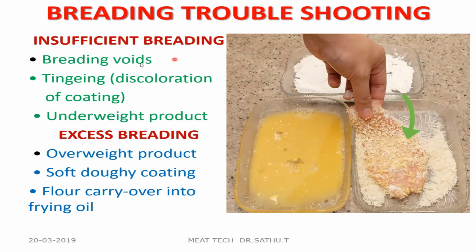So insufficient breading, breading voids will form. Tinging will occur. Tinging means discoloration of the coatings. Underweight products. Excess breading means overweight, we get a soft, doughy coating, and flour carry over into the frying oil. So the excess flours and other things will be carried into the frying oil.